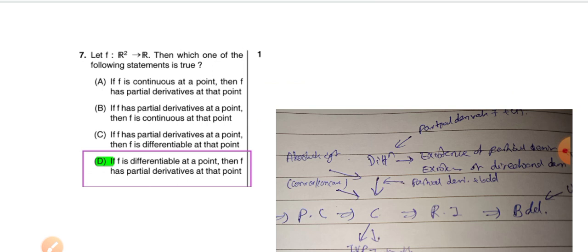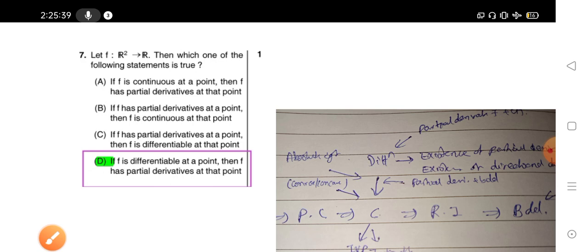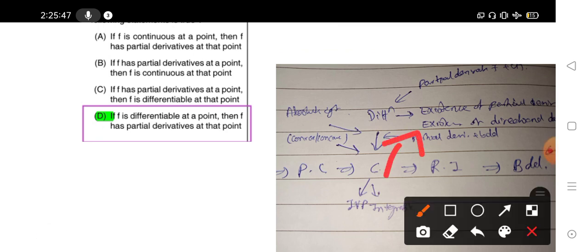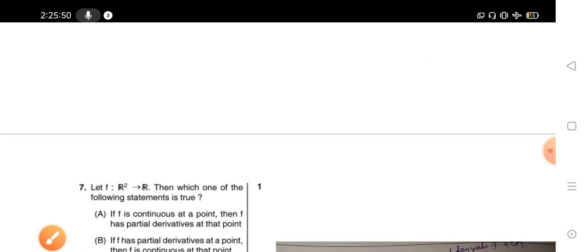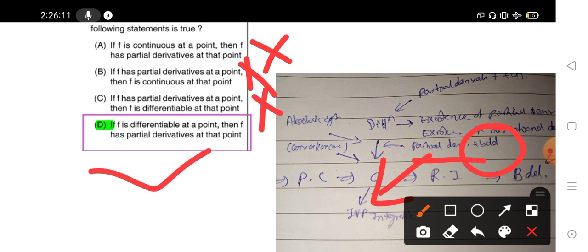Let f from R to R; which one of the following statements is true? In option A, if f is continuous at a point, then f has a partial derivative at that point. The converse is not true, therefore option A is wrong. If f has a partial derivative at a point, this is also a repeated question, then f is continuous. This is also wrong. If f has partial derivatives at a point, then f is differentiable at that point. This is also wrong. This is true: if f is differentiable at a point, then f has a partial derivative at that point.